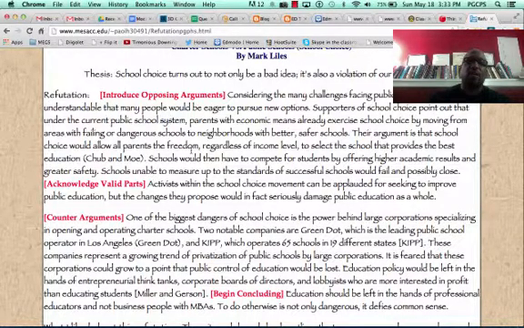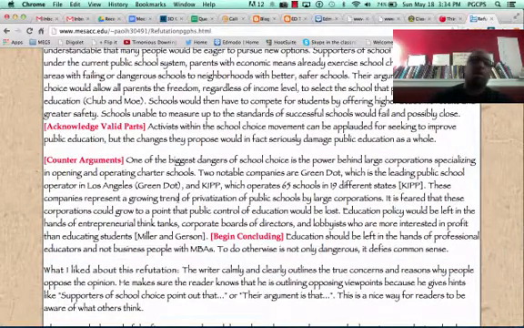So here, basically, I summarize what the opposing arguments are. In this section, I'm going to show that they have some valid points. "Activists within the school choice movement can be applauded for seeking to improve public education, but the changes they propose would in fact seriously damage public education as a whole." So you see, I acknowledge that they have some valid points, but I also reaffirmed that it could seriously damage public education as a whole. So here's how I argue against that. This is the counter argument.